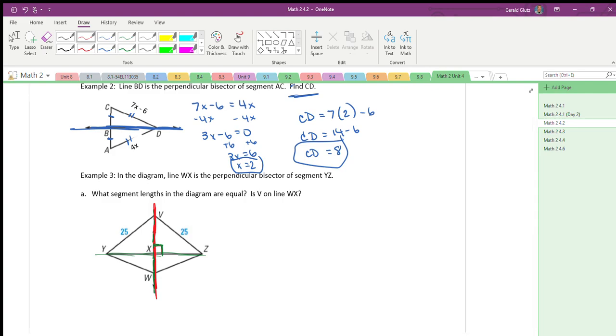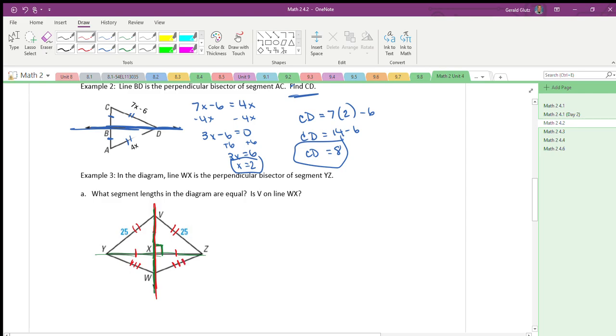So WX is the perpendicular bisector of segment YZ. So that means if YZ is being bisected, YX and XZ have to be congruent. We already know that YV and VZ are congruent because they're both 25, and this is a perpendicular bisector. And then we also know, since YX and XZ are the same, that WY and WZ have to be the same as well.